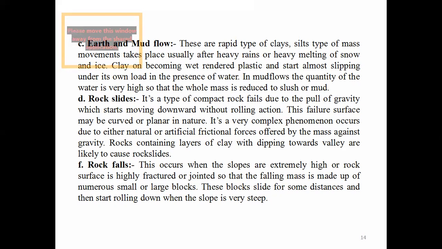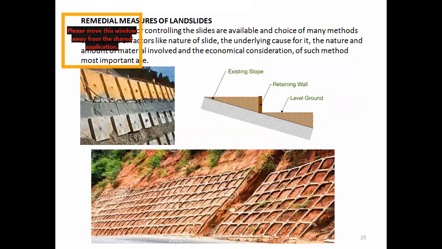Rockfall occurs when the slopes are extremely high. The slope is also a very important factor: when the slope is extremely high and the rock surfaces are slightly fractured or jointed, large masses on the upper side will fall. These blocks slide some distance and then start tumbling down very steep slopes.